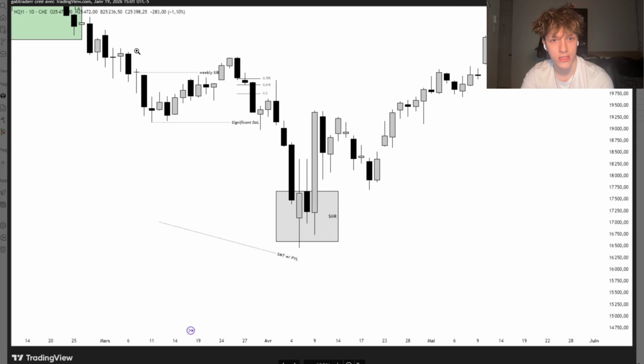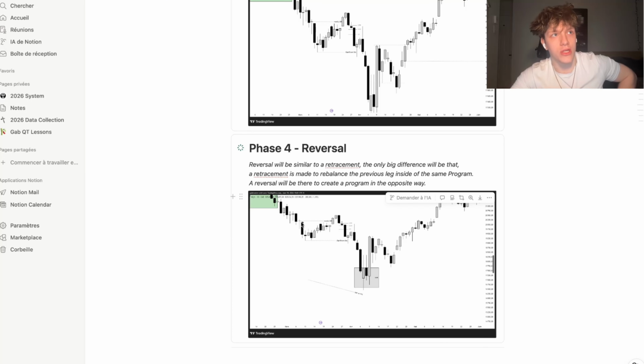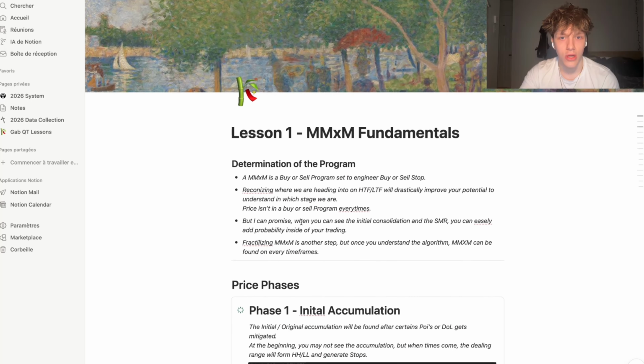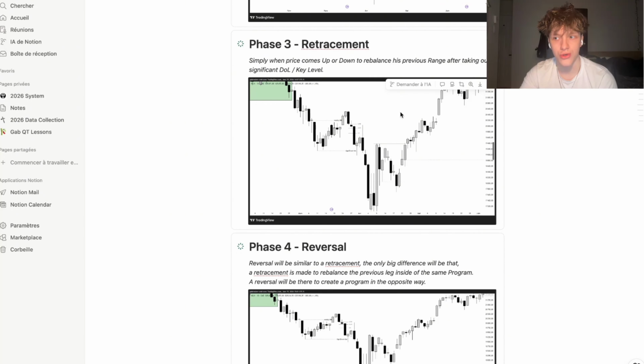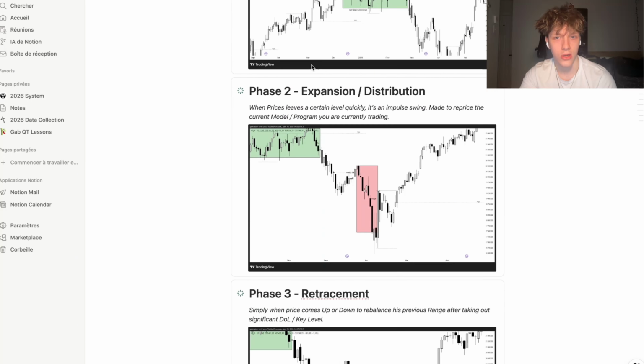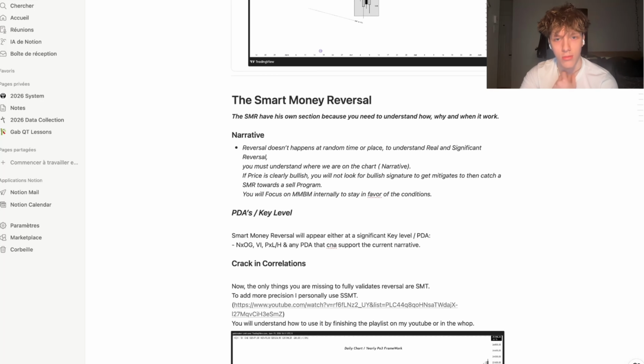Retracement: we retrace into the same program and dump, retracement, dump. Now, similar, we retrace originally, but we form a buy program right after that. And that's what we call the smart money reversal. So why I didn't talk about the first stage, accumulation, reaccumulation, distribution, redistribution, and everything, is that the market maker model is just surrounding these four phases. So we're either retracing to go finish the program, or we have a smart money reversal being the phase 4, a retracement, or the initial accumulation. That's a market maker model.